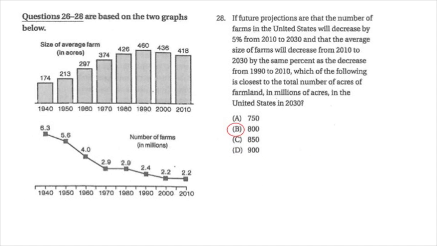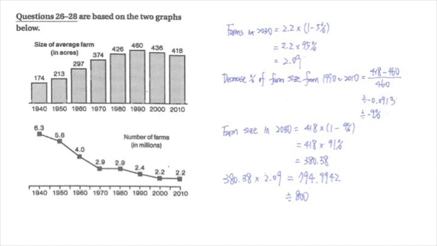For question 28, it says future projections are that the number of farms in the US will decrease by 5% from 2010 to 2030, and the average size of farms will decrease from 2010 to 2030 by the same percentage as the decrease from 1990 to 2010. We're asked to find which of the following is closest to the total number of acres of farmland in the US in year 2030. To solve this question, we need several steps. First step is to find out the number of farms in year 2030, which is 5% less than 2010.